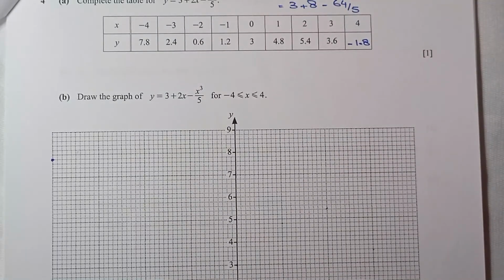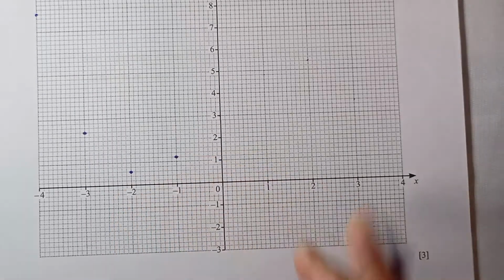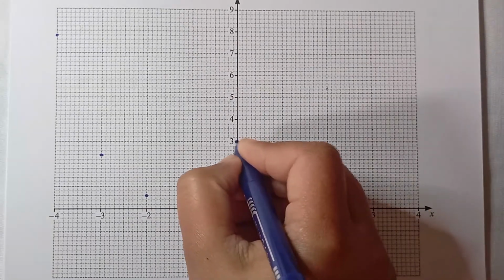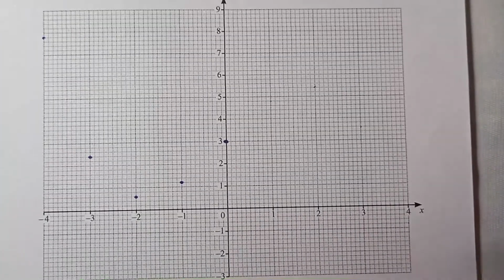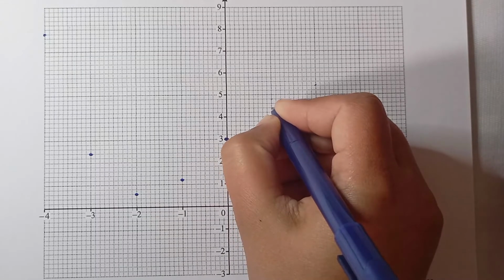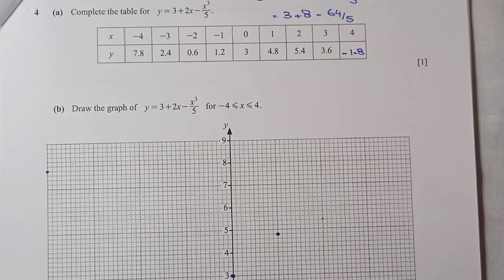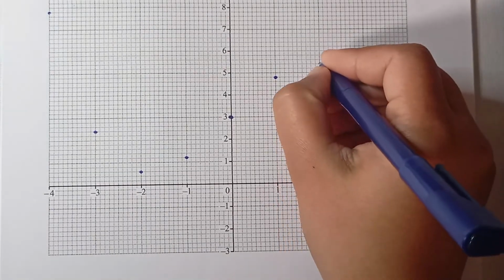For negative 1, it is 1.2. For 0, we have 3. Y is 3 for 0. When x is 1, y is 4.8. Okay. When x is 2, y is 5.4. 2 and 5.4.